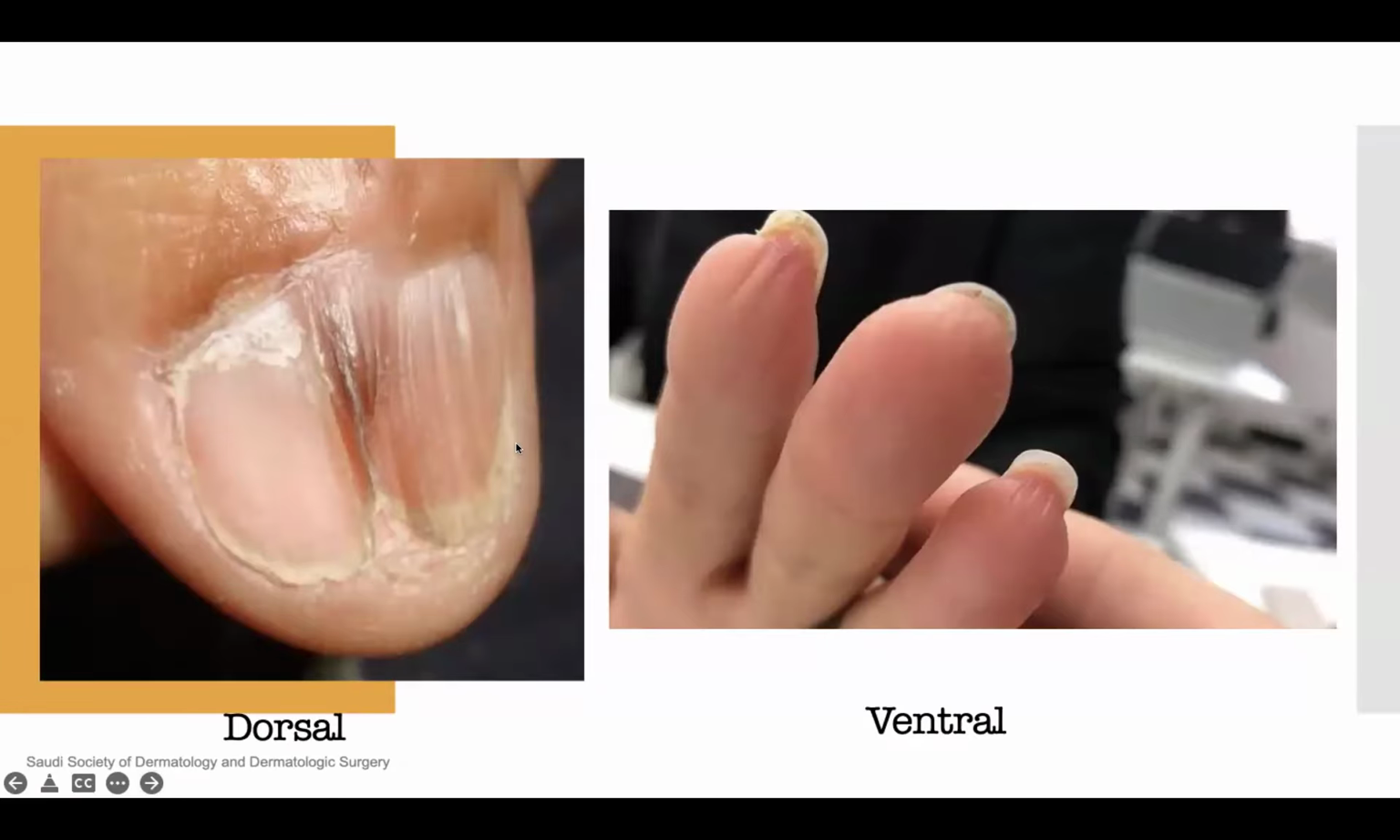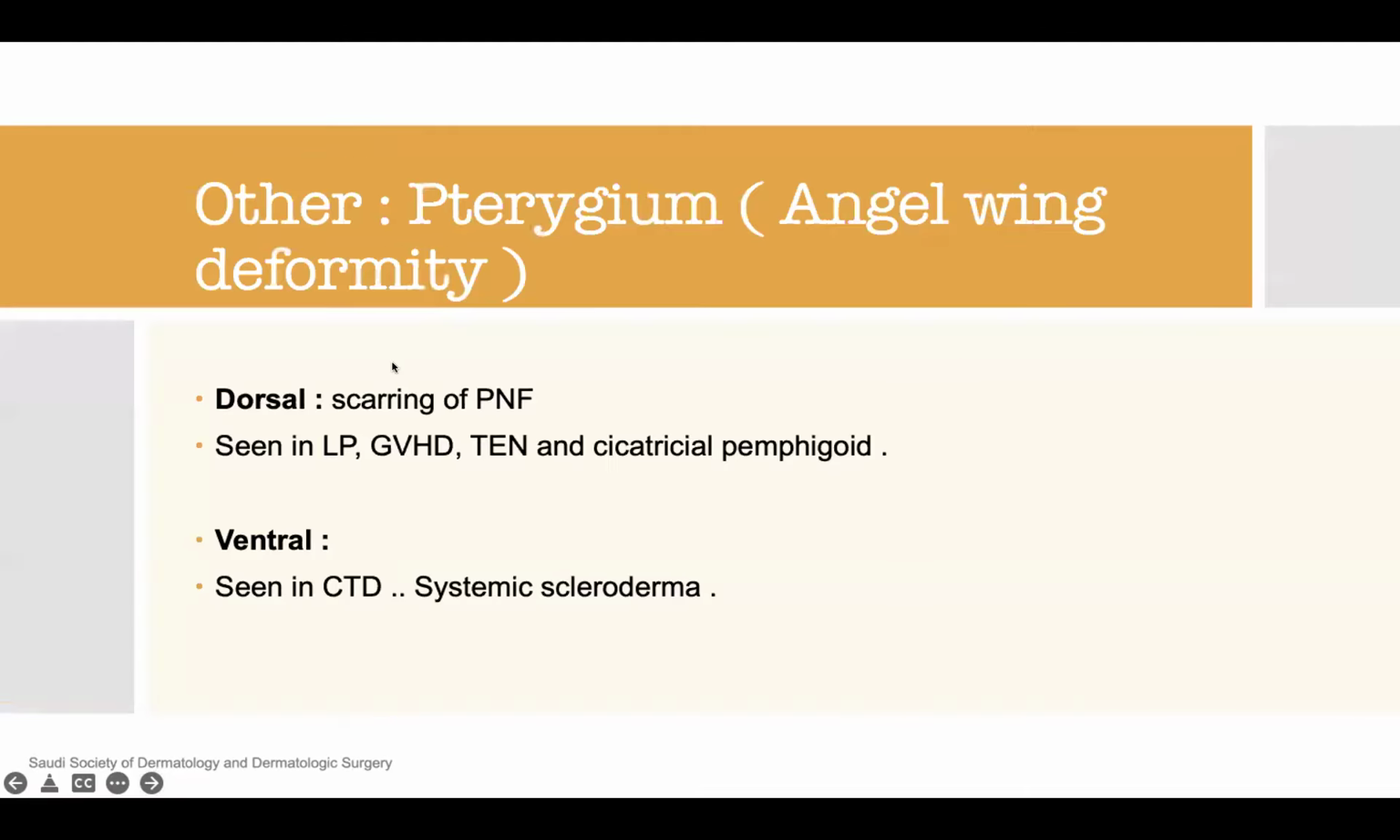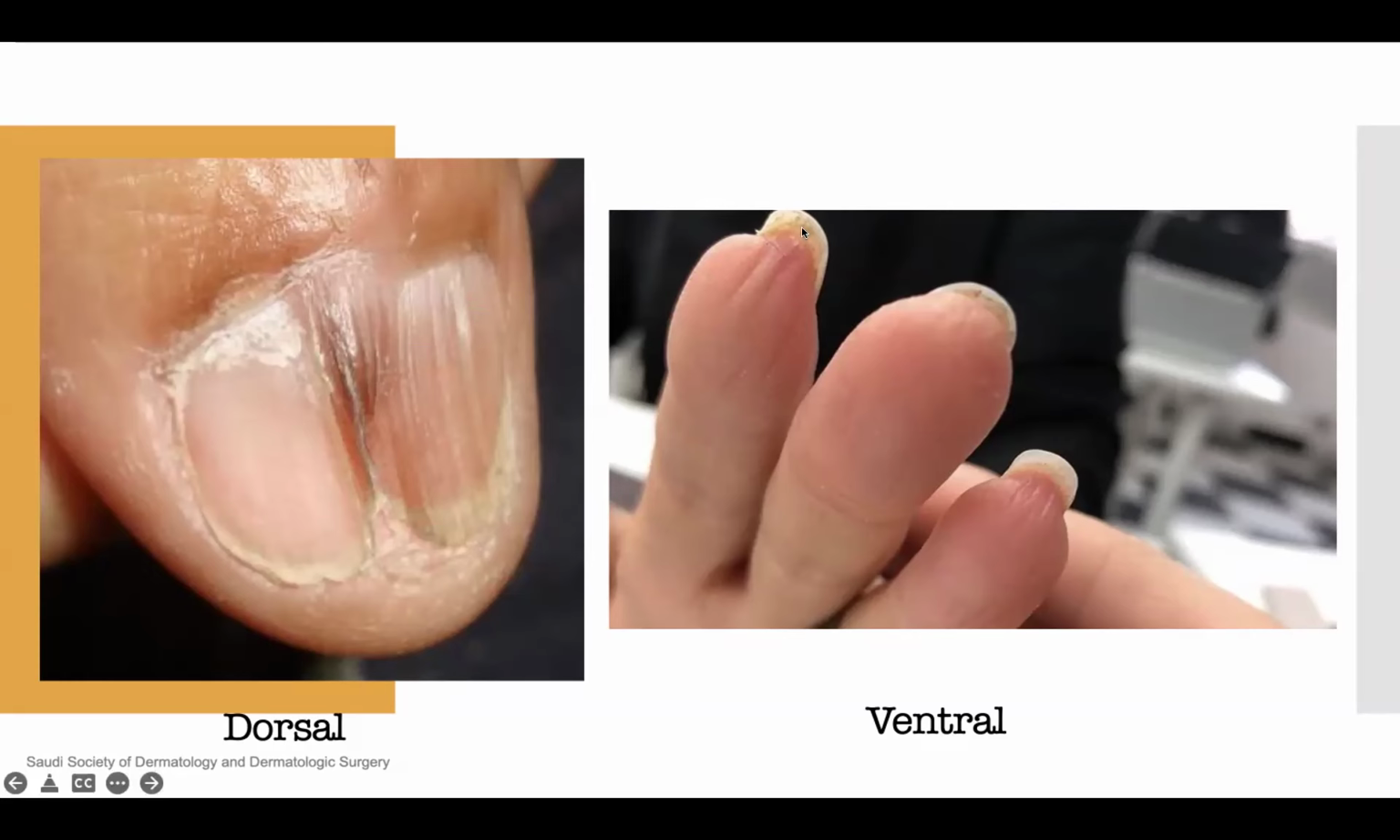Okay, this is also a very interesting nail disorder. As we can see, this is the dorsal pterygium and this is the ventral pterygium. It's important to keep in mind and to memorize what is associated with dorsal and what is associated with ventral. Dorsal usually related to lichen planus, GVHD, and 10. The ventral one associated with connective tissue disease and systemic scleroderma.